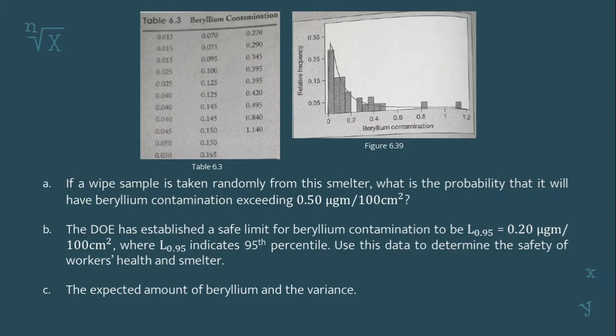Letter B is, the DOE has established a safe limit for beryllium contamination to be L subscript 0.95 equal to 0.20 microgram per 100 centimeters squared, where L subscript 0.95 indicates 95th percentile. Use this data to determine the safety of workers' health at the smelter. And last is the expected amount of beryllium and the variance.